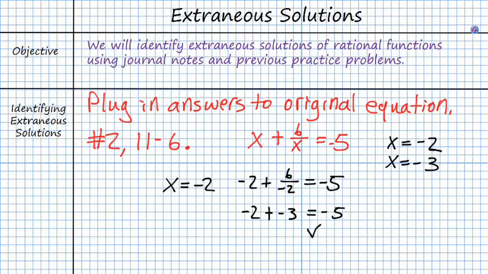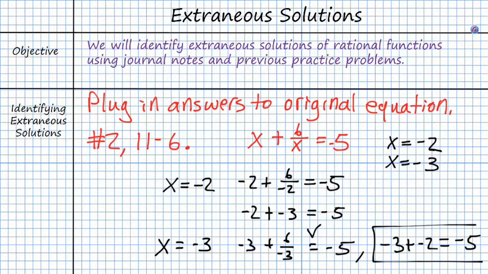So now we plug in x equals negative 3. So here we'll see negative 3 plus 6 over negative 3 is equal to negative 5. And again, what we're going to see is that it's going to be negative 3 plus negative 2, and this will work again. So it is equal to negative 5.